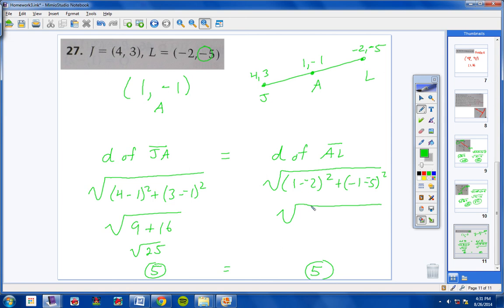1 minus a negative 2 is 1 plus 2. That's 3. 3 squared would be 9. Plus negative 1 minus a negative 5 is negative 1 plus 5, which is 4. And 4 squared is 16. 9 plus 16 is 25, and the square root of 25 is 5. So yes, we did verify. I mean, we already knew this was the midpoint, but we just wanted to verify it and make sure by using the distance formula, and we did that, okay?